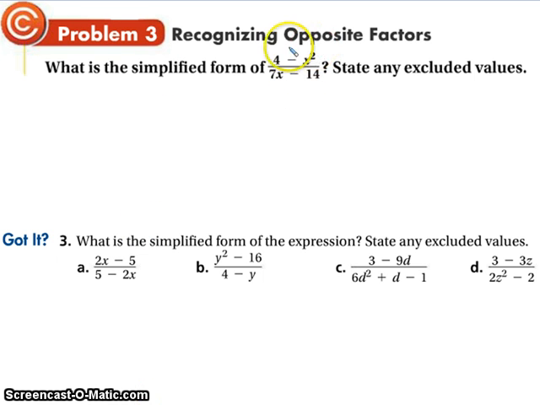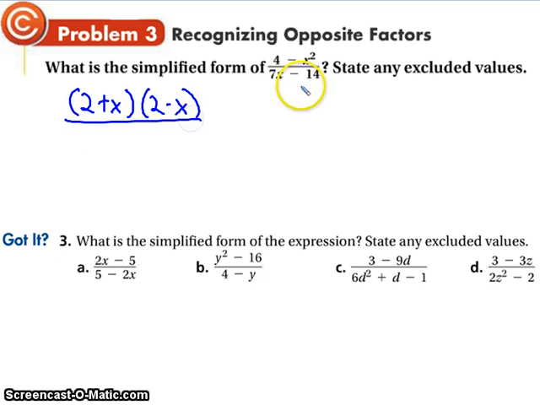Now notice the numerator is kind of switched. So let's factor that. I get 2 plus x and 2 minus x. And then on the bottom, I get 7 times x minus 2. Well, I have a problem, because right now nothing's the same. But I am going to jump to my excluded value. x cannot equal 2.